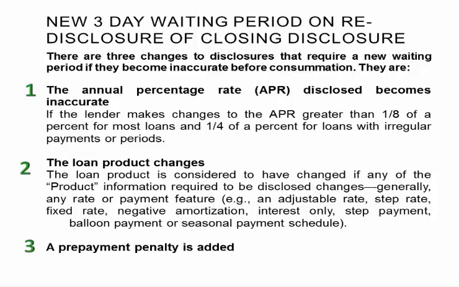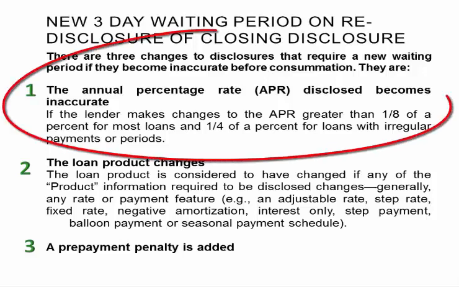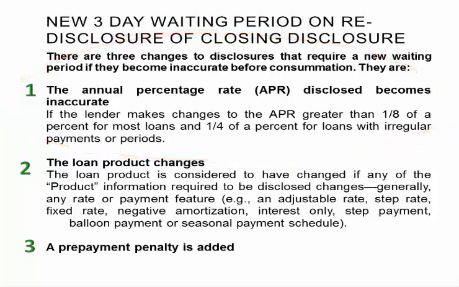So there are these 3 events involving changes to the closing disclosure that will require a new waiting period. The first one is if the APR, annual percentage rate, becomes inaccurate. If the lender makes changes to the APR that are greater than 1/8 of a percentage for most loans and 1/4 of a percentage for loans with irregular payments or periods, then it would trigger a new 3-day waiting period. And again, that's from the day the borrower receives the new closing disclosure.